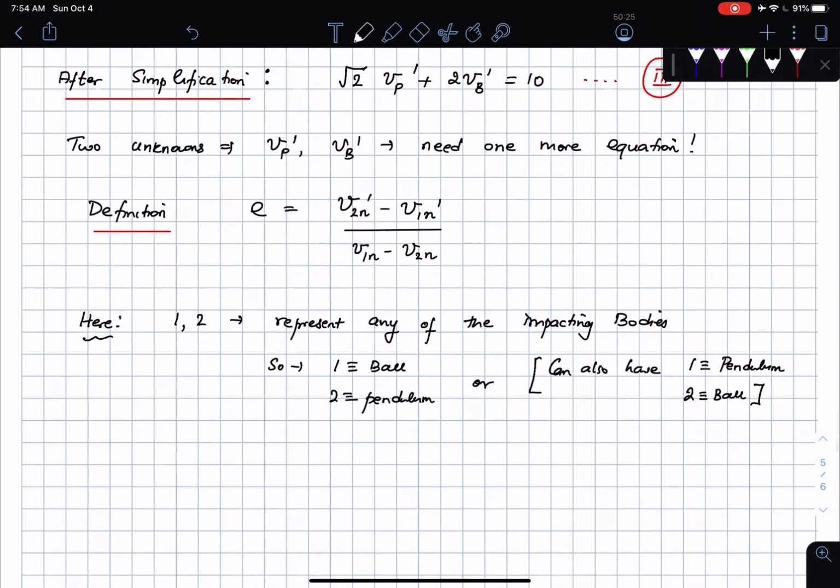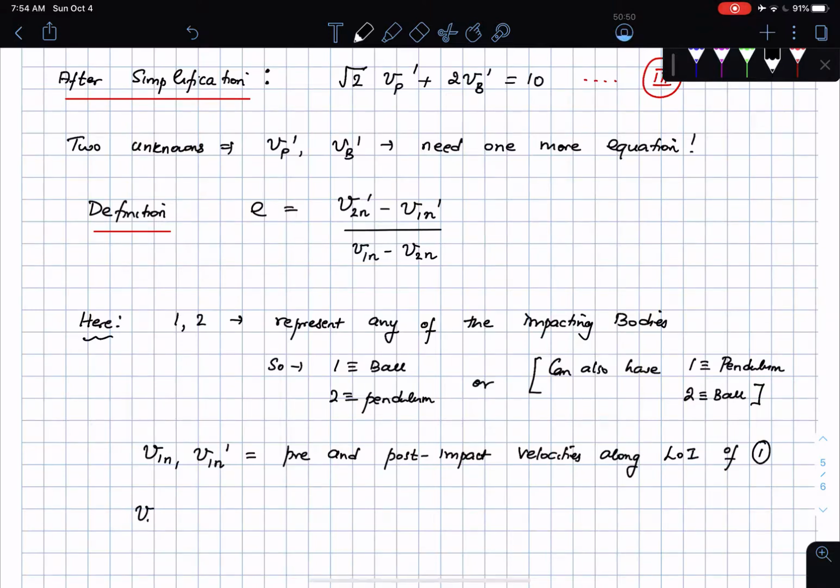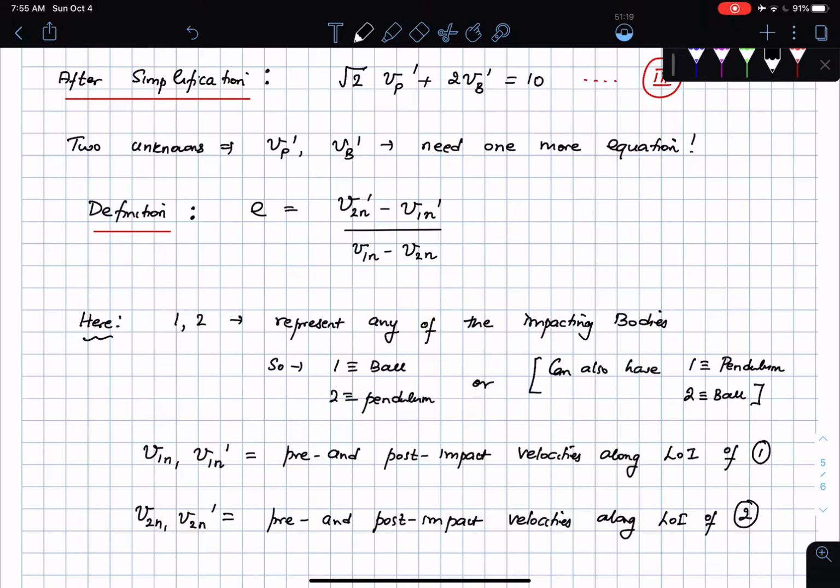Then V1n prime and V1n are the pre and post impact velocities along the line of impact of body 1. Likewise, V2n and V2n prime are the pre and the post impact velocities along the line of impact of the second body. This is the general definition of the coefficient of restitution. It's a derivation that I have performed in my lecture notes, so please do take a look at it. I'm going to make use of the essence of this equation.